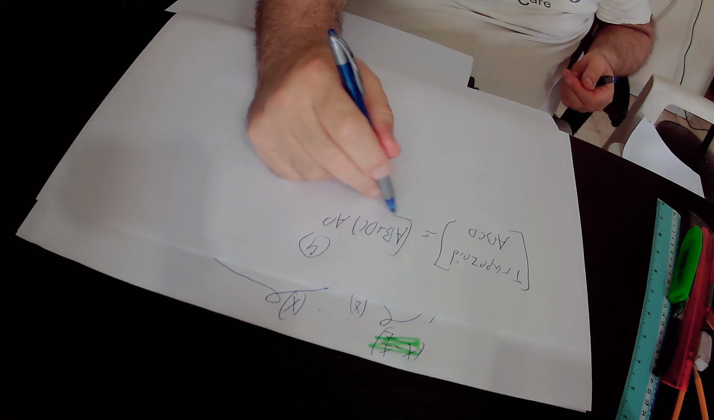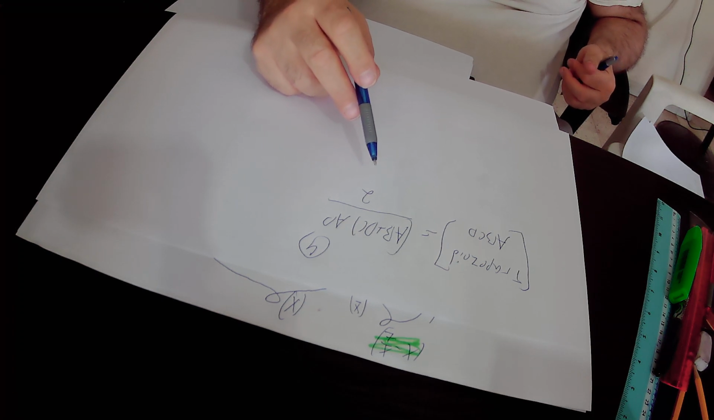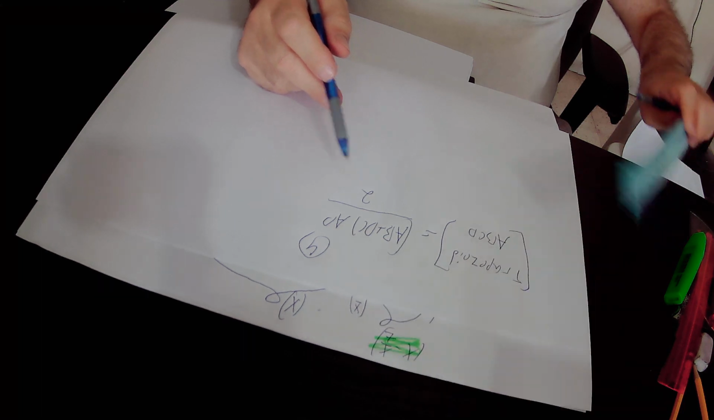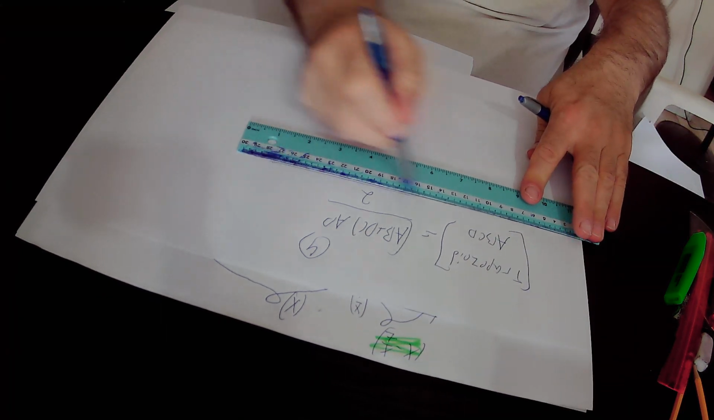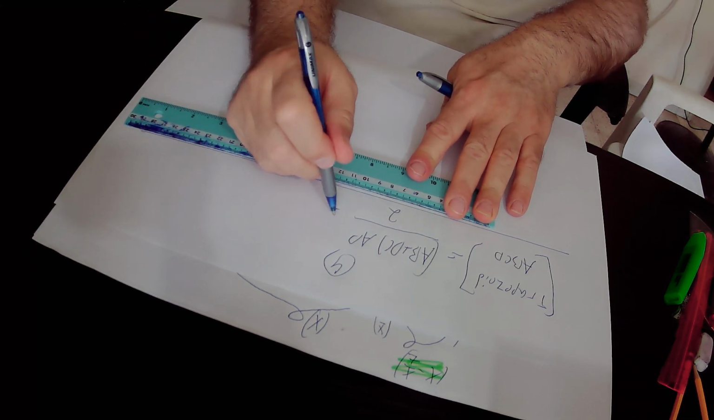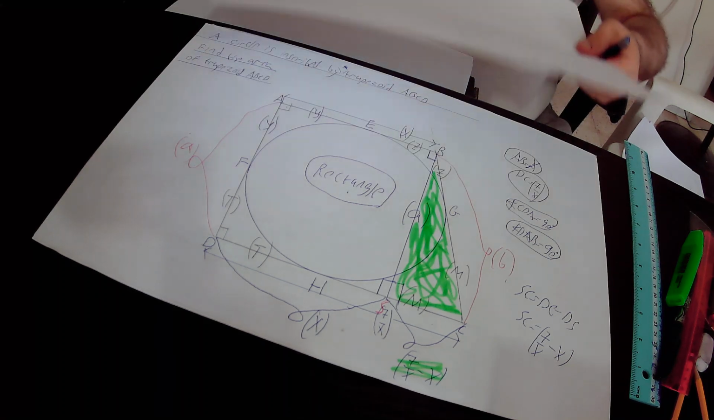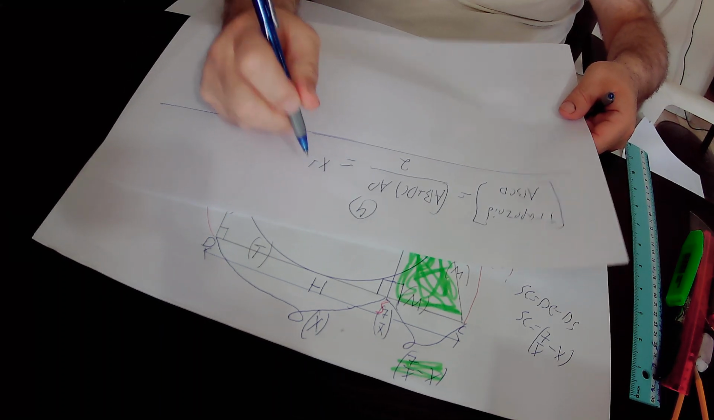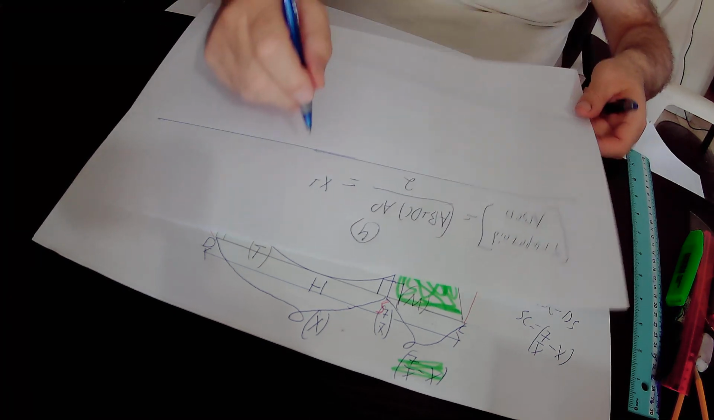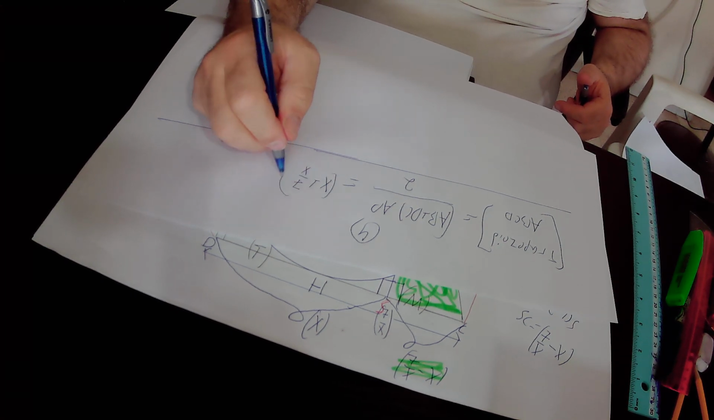AD over 2. So the area of trapezoid ABCD equals the sum of the two bases, that is AB plus DC, times the height, that is AD, over 2. According to what is given in the question, side AB equals x units in length, and side DC equals 7 over x units in length. So AB is x and DC is 7 over x, multiplied by AD.